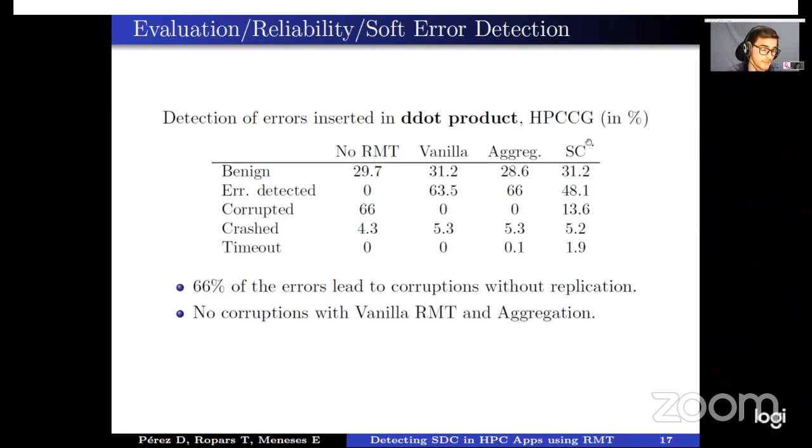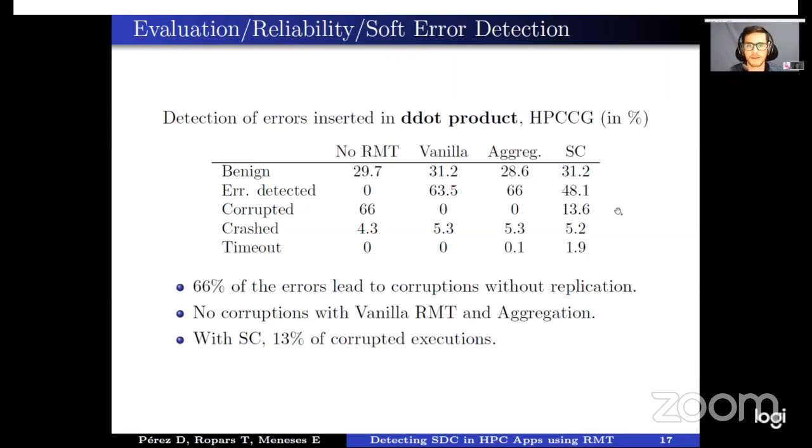But if we take a look at the selective checking optimization, we see that there is some percentage of corruption. So there is less detection, of course, and there is a bit of corruption. And this kind of exemplifies the trade-off between having the best performance overhead, but less reliability regarding detecting errors.